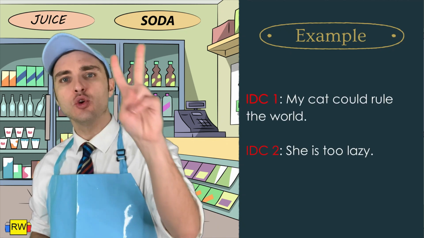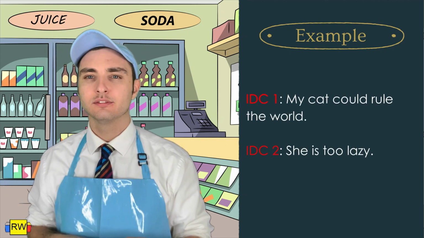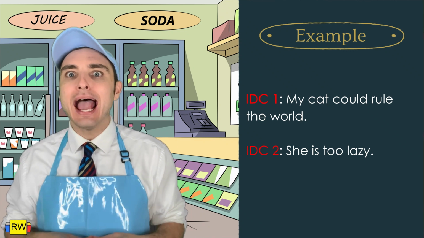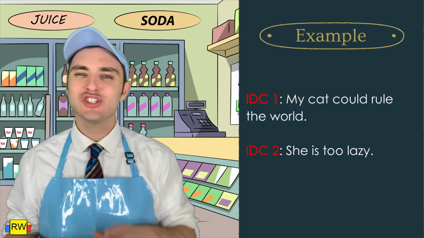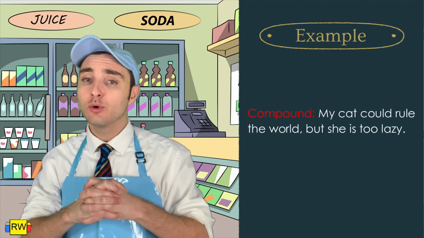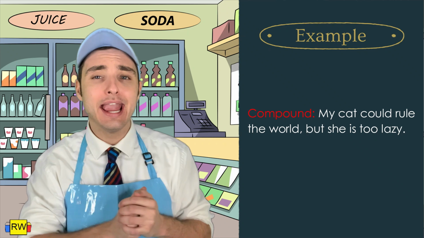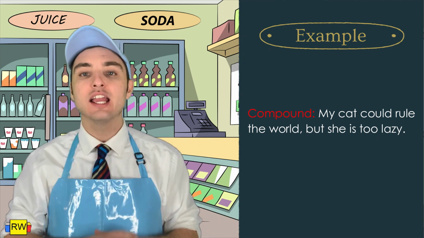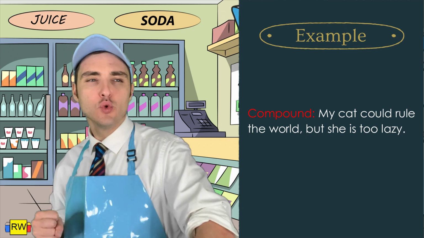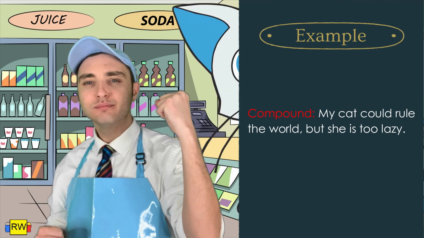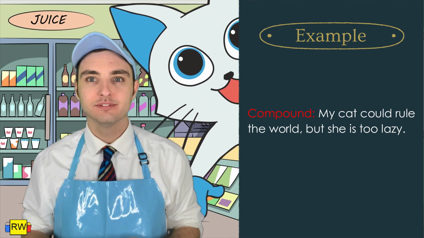Example. Let's say that we had these two independent clauses. The first one, my cat could rule the world. And the second one, she's too lazy. We could go ahead and combine these two independent clauses with a comma and the fanboy's but in order to get the final compound sentence, my cat could rule the world, but she is too lazy.